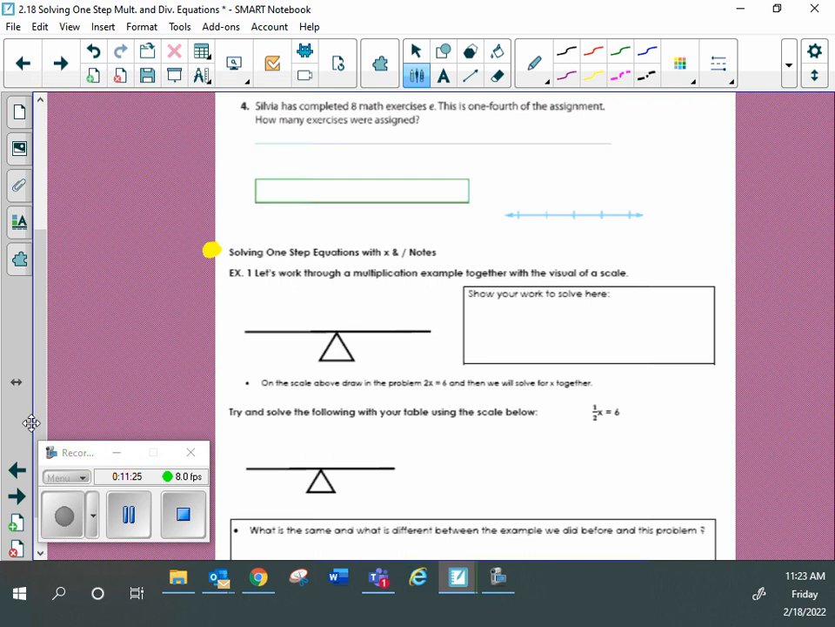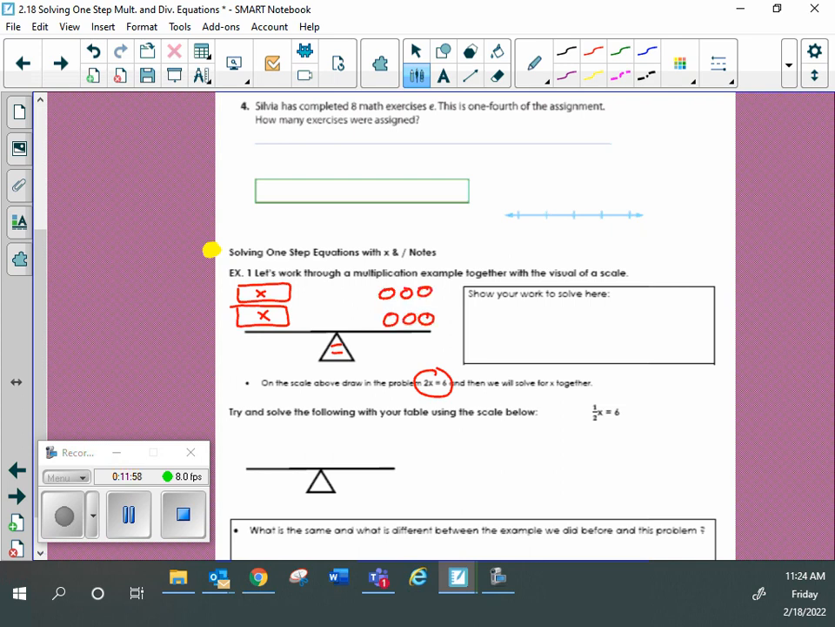So it says solving with one equation. Let's work through a multiplication example together to visualize on the scale. So we have our seesaw right back, and of course this is still going to be my equal sign. And it says on the scale above, draw on the problem 2x is equal to 6. We're going to model 2x is equal to 6. So over on the left side, I'm going to draw 2 x's. On the other side, it is equal to 6.